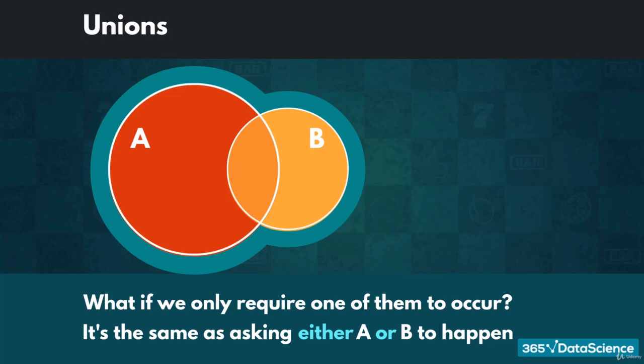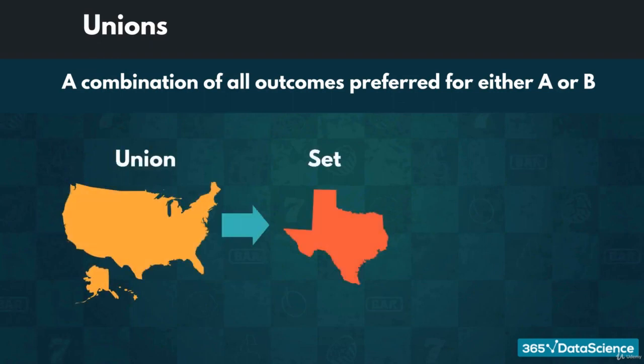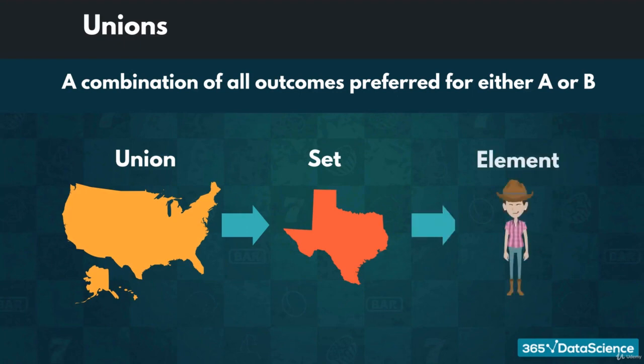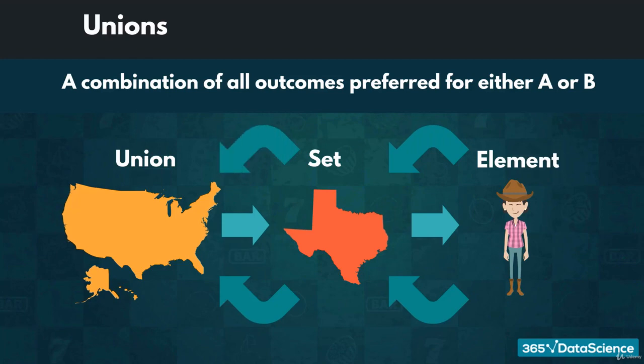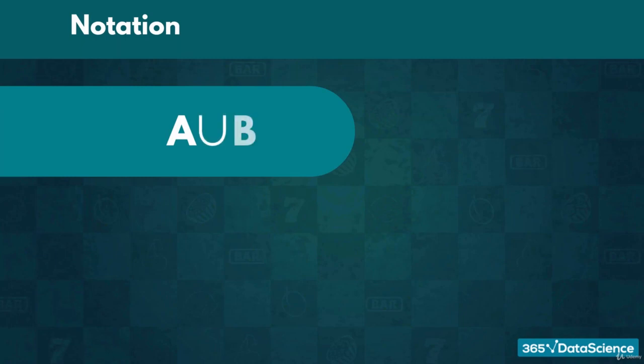The union of two sets is a combination of all outcomes preferred for either A or B. If you think about different American states as separate sets, then the citizens of each state would be their elements. Just like every Texan is an American, so is every element of an individual set also an element of the union. We denote the union of two sets as A union B.